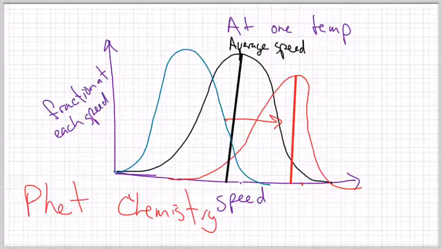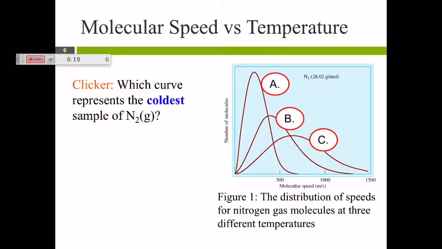So based off of that now, I think we can go ahead and answer these questions. So which one of these samples represents a sample of nitrogen that is coldest?